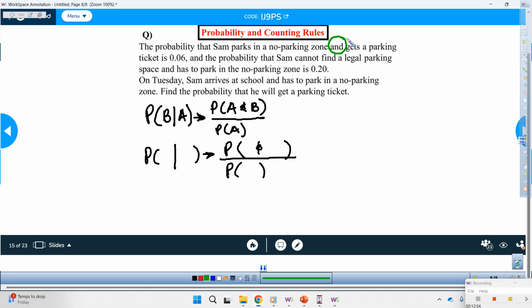And that's going to help us set up our formula, because we have the and here on top of the formula. You guys see that? A and B. So here's the and right there. We need a letter for whatever came before the word and, and a letter for anything that came after and. So it reads, the probability that Sam parks in a no parking zone. So before the word and, we're looking at no parking zone. I'm going to use the letter N. Letter N for no parking zone.